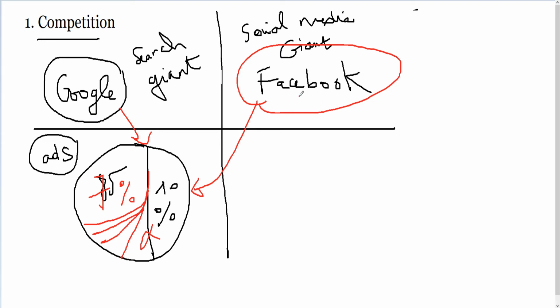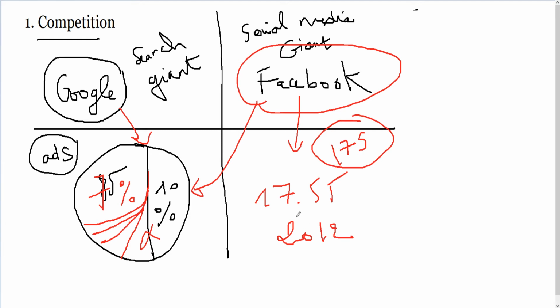Now Facebook, as you can see, it was $17.55 in 2012. You see now how much it is. Let's say it is $175. So you see the growth that this stock has made, from 17.55 to 175. Since we are in 2018, that is in 6 years.